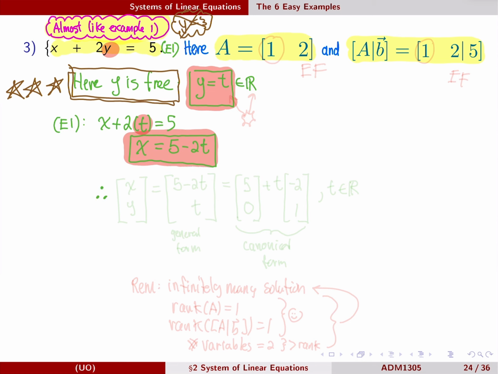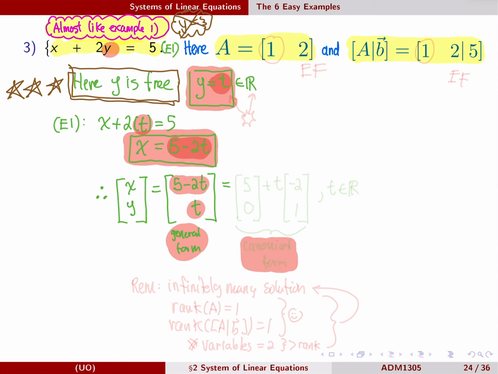So in general, this is where canonical form will shape up to be something a bit more interesting. The way you write your general solution, the first thing is you assemble the variables. So we have 5 minus 2t for x, and we have t for y. That's called the general form of your solution. But we want the canonical form. When there's only one solution, there's no difference between canonical and general.